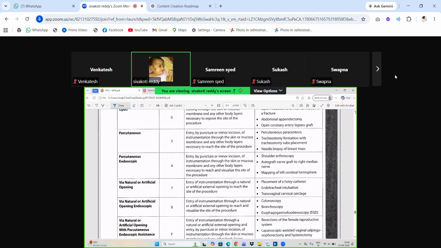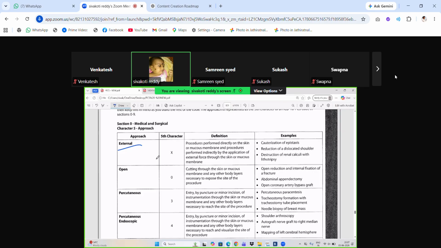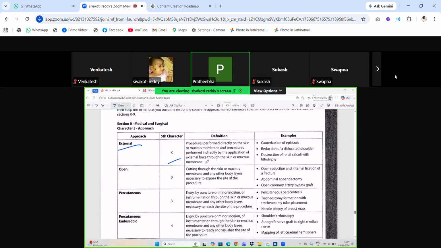So come to the first, external approach. External value should be X. External means skin level.